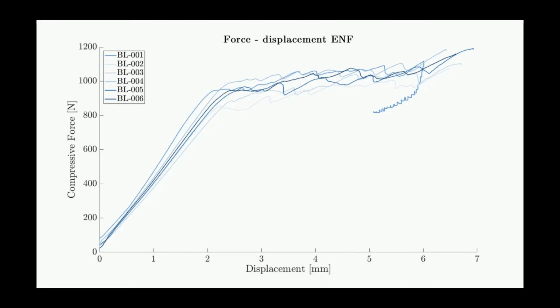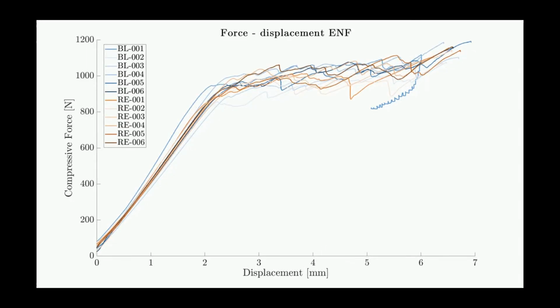Again, we see the expected force displacement behavior. Initially, the material is linear elastic until the crack starts growing. Then the force remains roughly constant while there is stable crack growth. The sharp increase in force beyond 6 mm of displacement in this region is caused by the crack tip propagating past the loading pin.